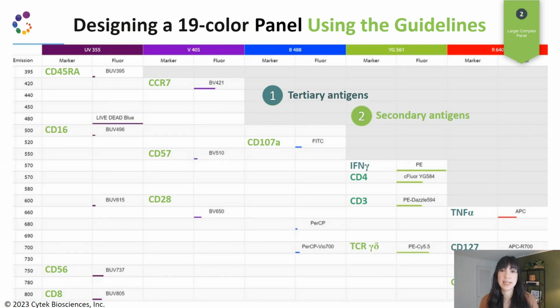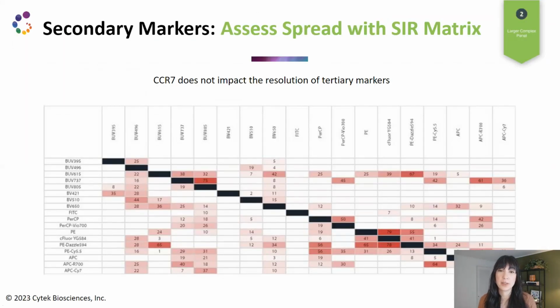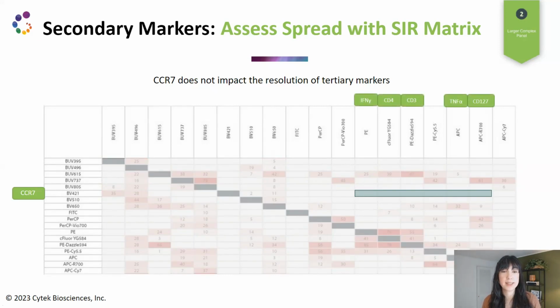Then moving to the secondary antigens, we are going to, again, just move down the list in brightness and pair those secondary antigens with any remaining bright fluorochromes or any mid-bright dyes that we have. And as we go through and place those secondary antigens, we're going to refer to the SIR matrix and minimize spread. So I'm going to go through one of them, but you would do this for every single secondary marker that you are placing. We're going to do the example with CCR7.